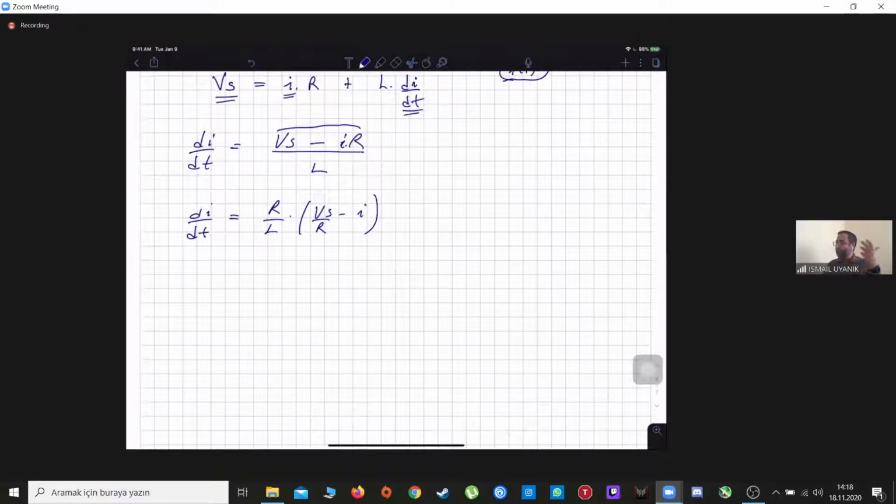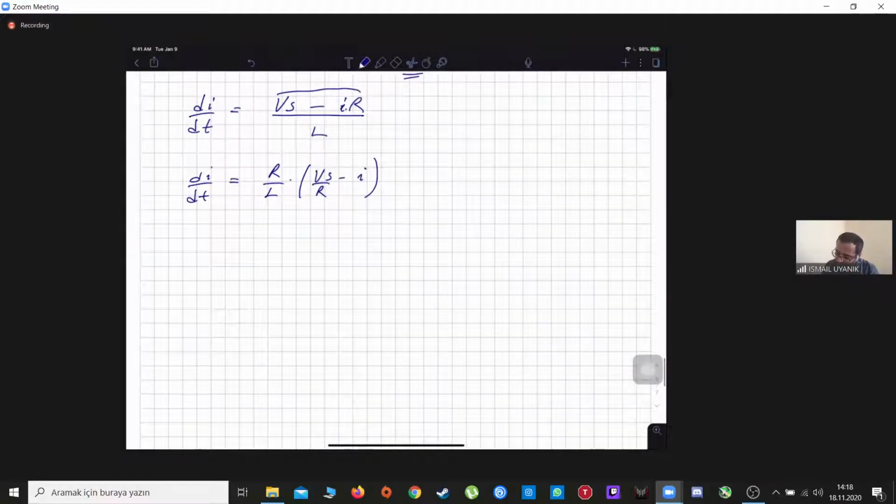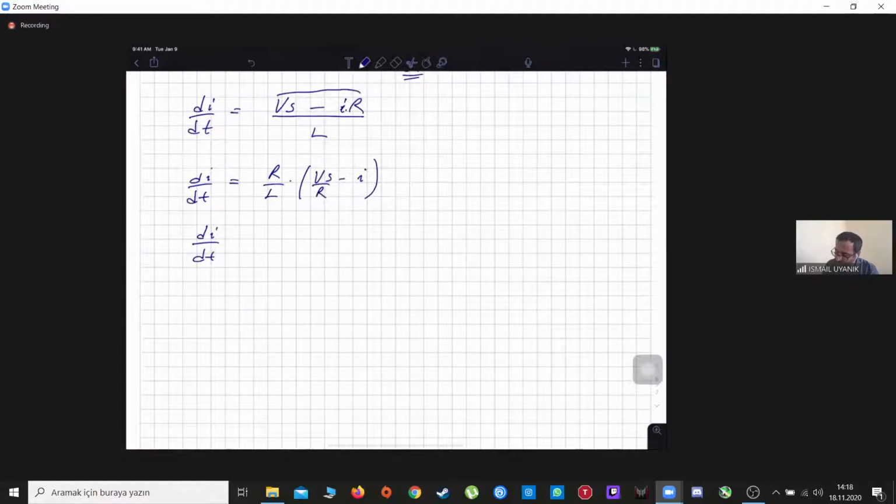And then again, just to mimic what we were doing before, if you remember, we had minus R over L. I will do another trick here, and I will say this is minus R over L times I minus Vs over R, again for simplification and to make it look like the parameters we used before. Then I need to take this I to the left side, and I need to get rid of this dt. So this will be something like di over I minus Vs over R, which is equal to minus R over L times dt.